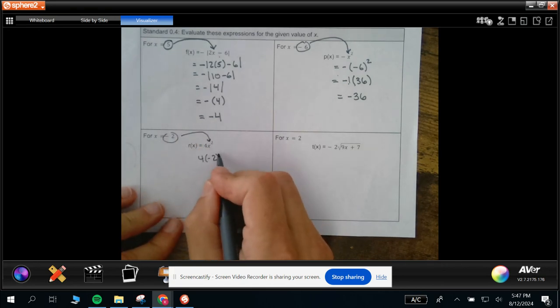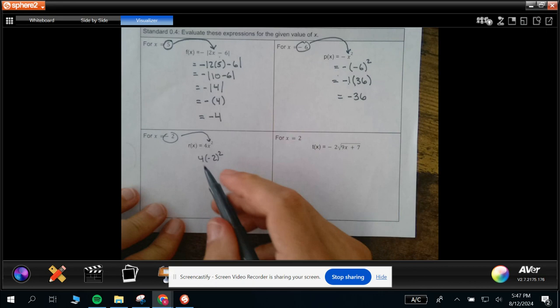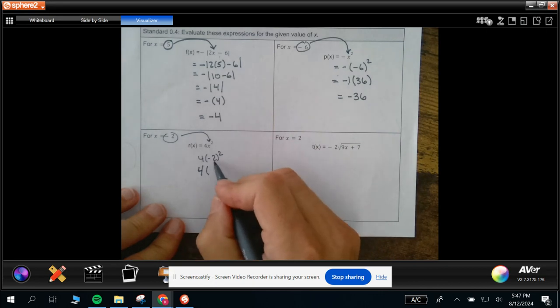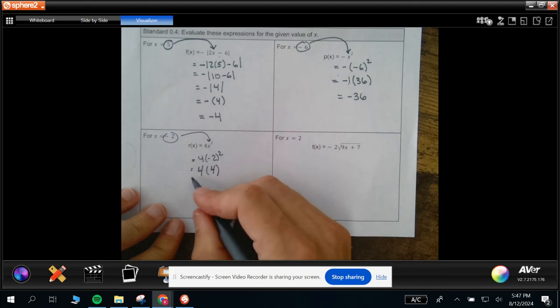All right, down here, we take the negative 2, we substitute it in to get 4 times negative 2 squared. What do we do first, 4 times negative 2 or square negative 2? Exponents first, square negative 2. Negative 2 squared is negative 2 times negative 2, which works out to be positive 4. 4 times 4 is 16.